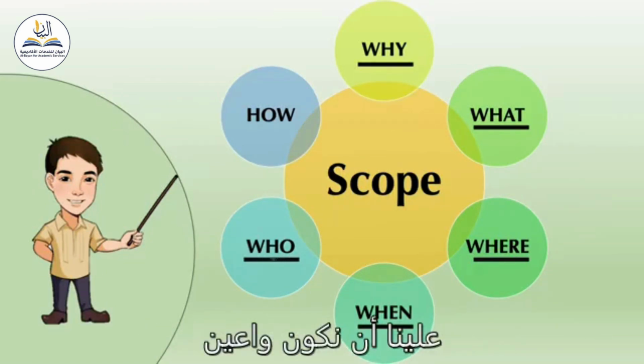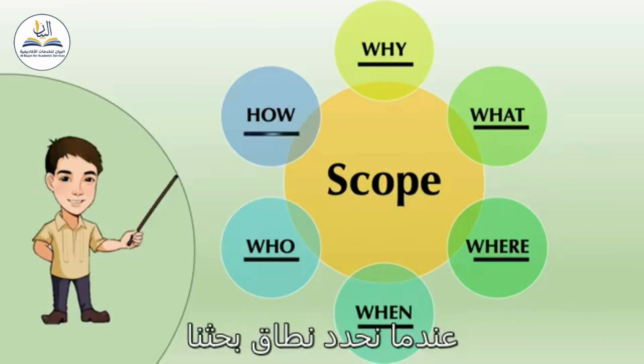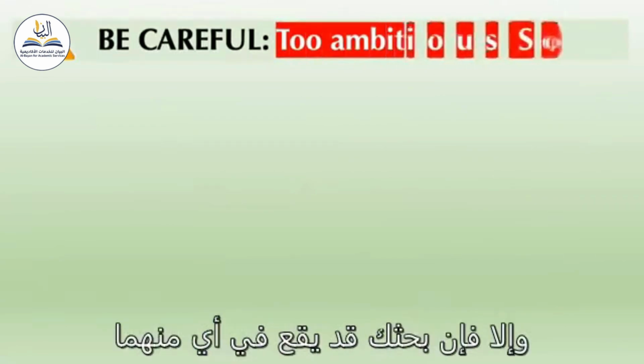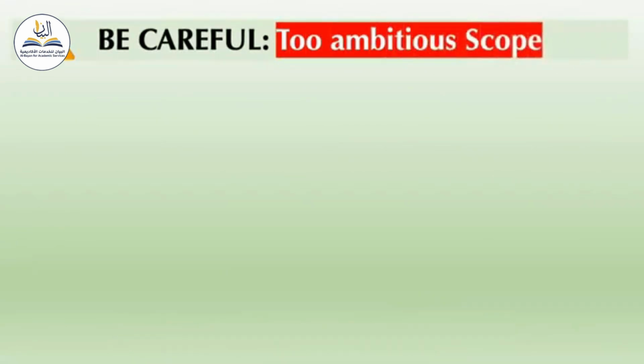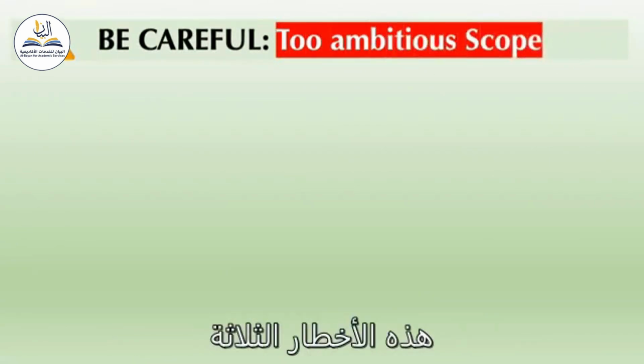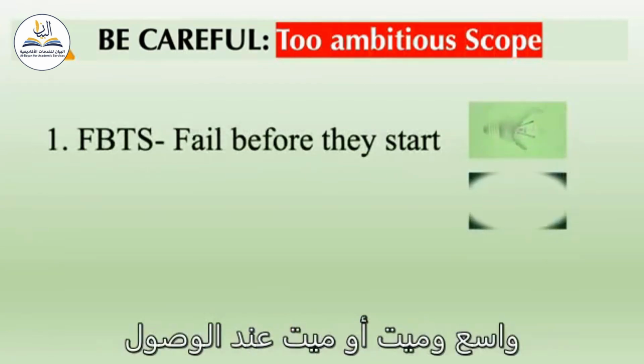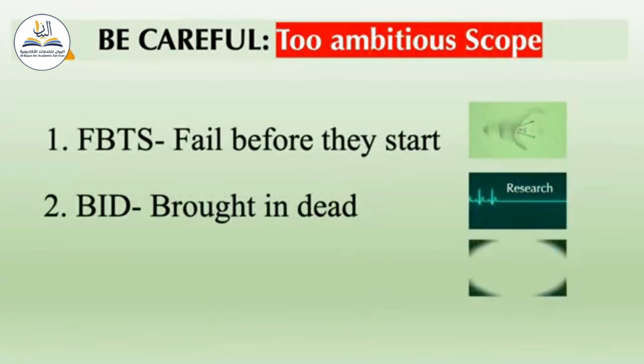We need to be mindful when we define the scope of our research. Consider the feasibility of your work before you write down the scope, or else your research may fall into one of these 3 dangers: fail before they start, broad and dead, or dead on arrival.